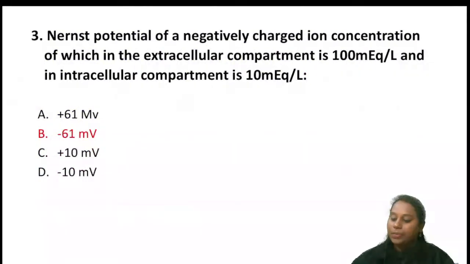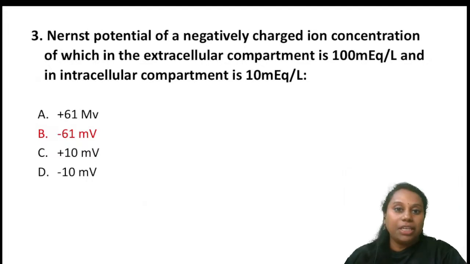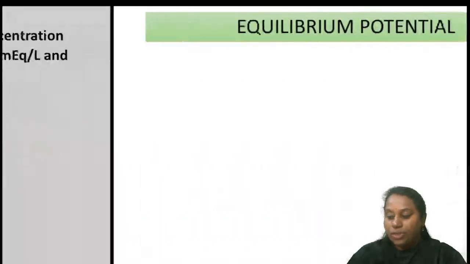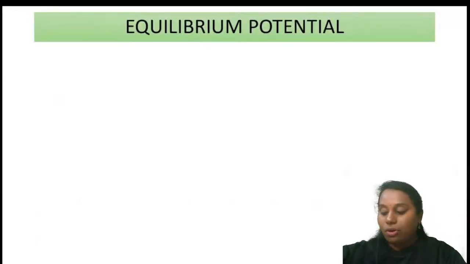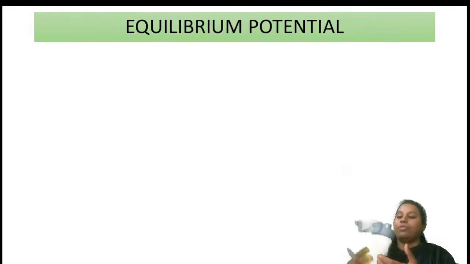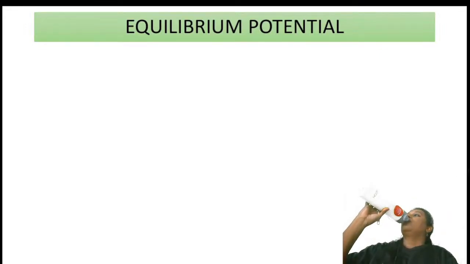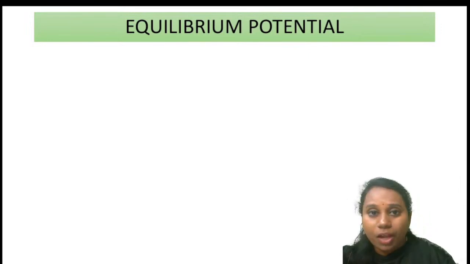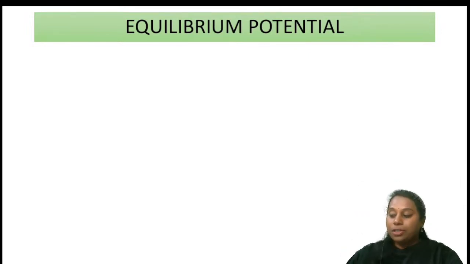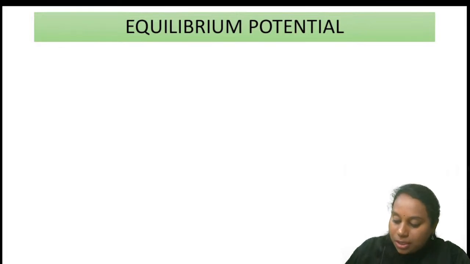The third question: Nernst potential of a negatively charged ion, of which the concentration in the extracellular compartment is 100 and in the intracellular compartment is 10 milliequivalent per liter. The question is about derivation of equilibrium potential for ions. How do you derive the equilibrium potential for ions? By using Nernst equation.